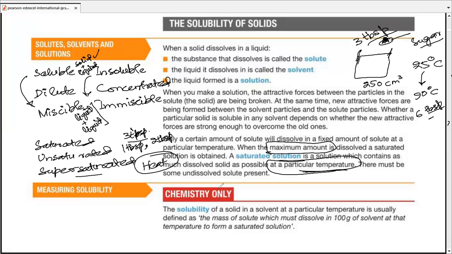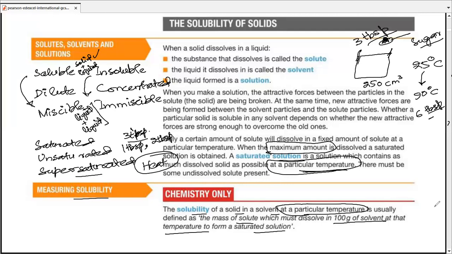Yeah. Which brings us to the definition of solubility. So the solubility of a solid in a solvent at a particular temperature, remember these words are very important every time, is usually the mass of solute, which must dissolve in 100 grams of solvent at that temperature to form a saturated solution, which means the maximum mass of solute that we can dissolve in 100 grams of solvent.